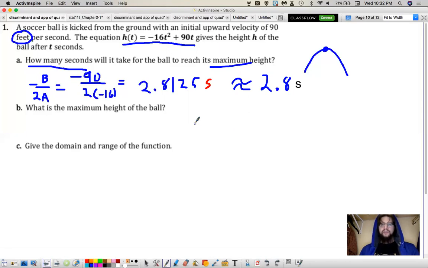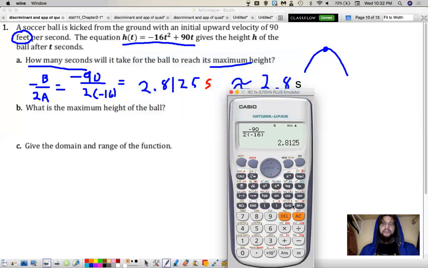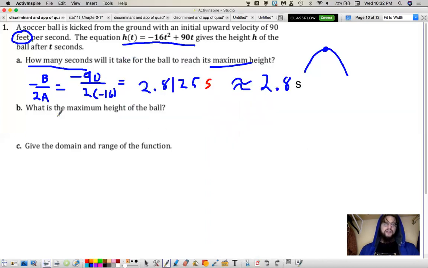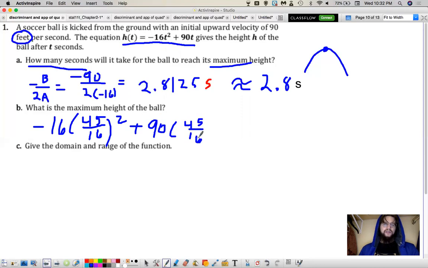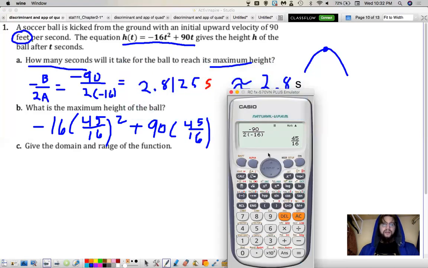However, whenever you're finding the actual height, make sure you plug in the full value. In fact, I'd suggest plugging in that fraction, 45/16. So negative 16 times 45/16 squared plus 90 times 45/16. So you're asking, well, what about... and yes, I'll show you in a minute. You indeed can do that.